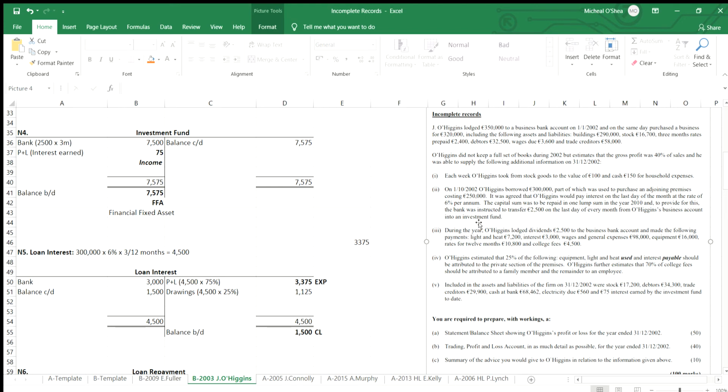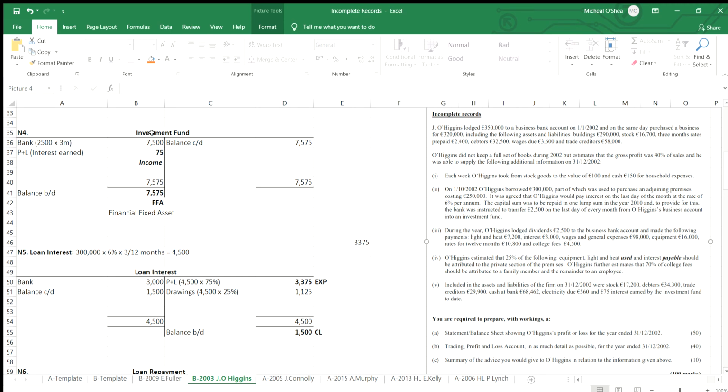So at the end of every month, 2,500 is going to be transferred out from the business bank account into an investment fund. I want to find out how much money was transferred out of the bank this year and into the investment fund. Well, how many times did I take out the 2,500? When did we take the loan out? We took the loan out on the 1st of October. And remember, this is the last day of every month. So how many months did we have in 2002 where we took out €2,500?